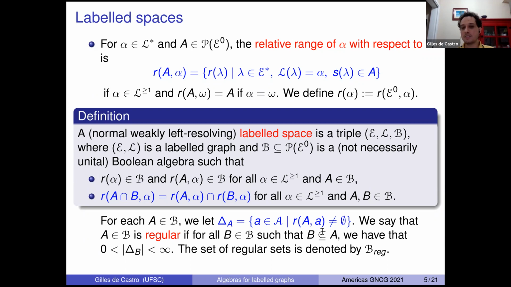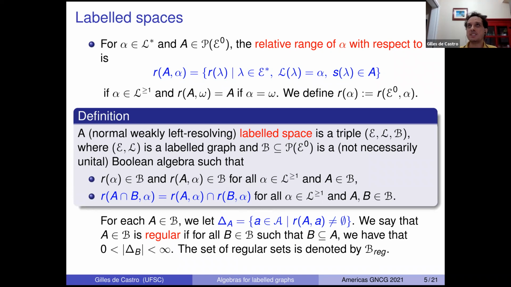So basically, when the relative range is different from the empty set, there's an edge starting in the set A which has this label, the letter A. And we say that the set is regular when not only the set itself, but all subsets which are in the family, satisfy this property: the set is finite and non-empty.